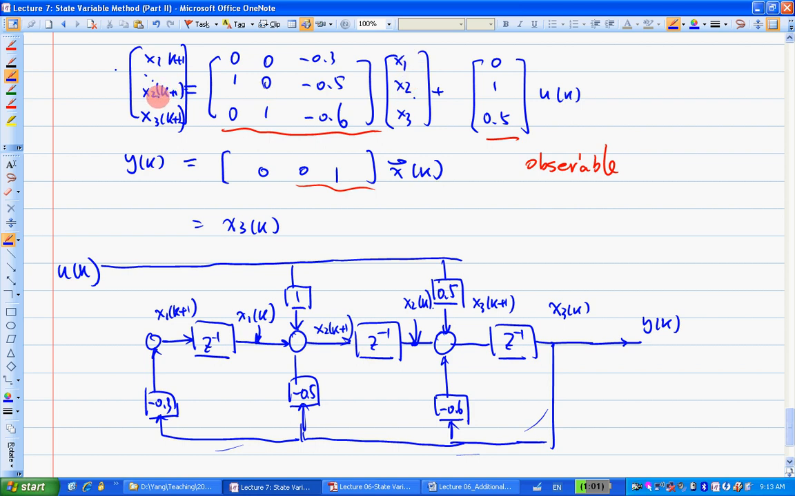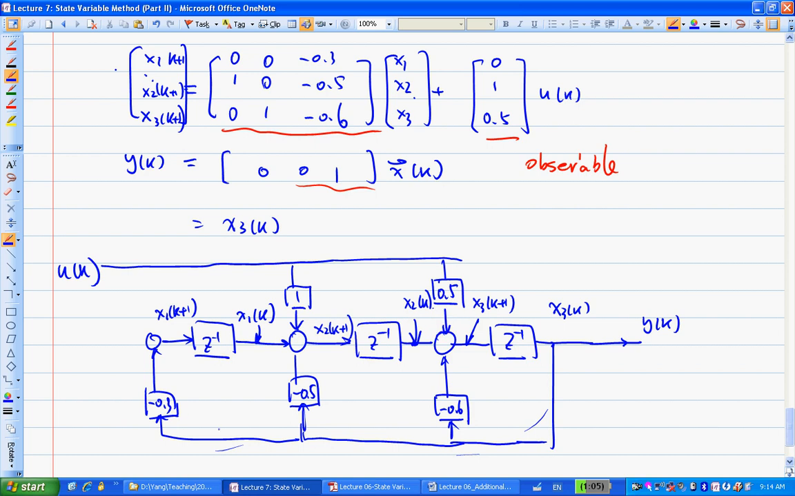So based on here, x2 of k is x1 minus 0.5 x3 plus u of k. Does that make sense? See x2 equal to x1, plus, oh, not plus, minus 0.5 by negative 3 and plus u of k here, right? Okay, yeah. And then x3, which is this one here, similarly, it's x2 minus 0.6 x3 plus 0.5 u of k.